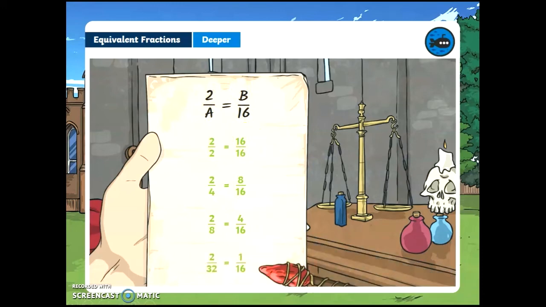They've even found one more. So here they've said 1/16, because 1 times 2 is 2. They've done that 16 times 2, and 2/32. That's a really hard thing to say.